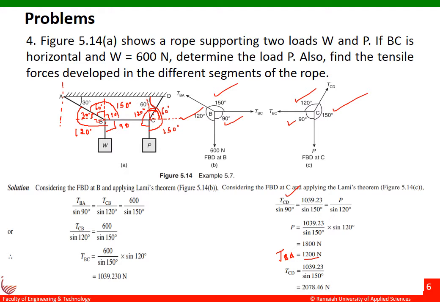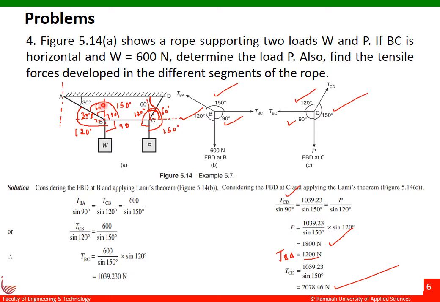So this is the answer for TBA. TBA is equal to 1200 Newton over there. Now we can find out the answer for TCD. The expression for TCD is 1039.23 divided by sine 150 degrees into sine 90. You will get the answer as 2078.46 Newton.